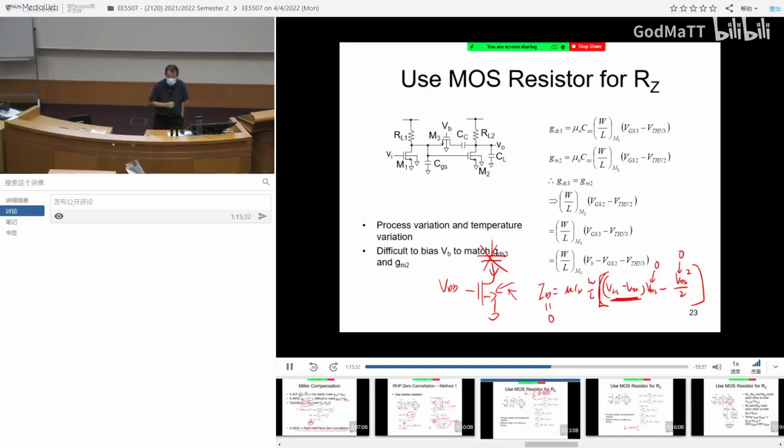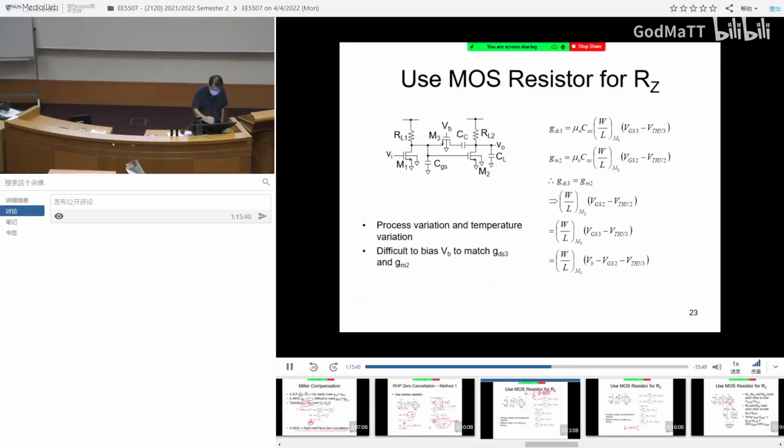So the linear region assumption fits, and the VDS happens to be 0. So with this configuration, you know that this transistor is always in the linear region. If it's in the linear region, it behaves like a resistor. Okay? What is that resistor value?